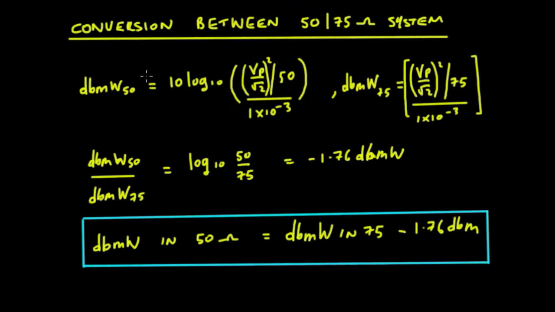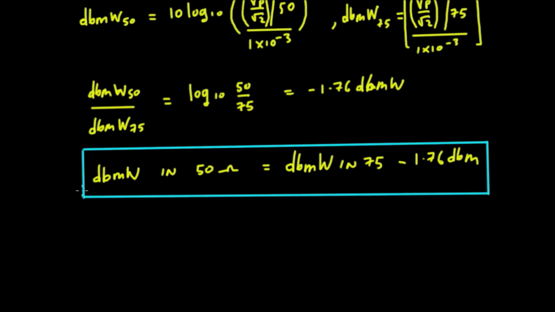So almost finished here now, and we can have a wee talk about this once we've finished it and the usefulness of it all. So the conversion between a 50 ohm and a 75 ohm system: dB milliwatts into 50 ohms is going to be given by this equation, and dB milliwatts into 75 ohms is given by this equation. If we divide both out, we get a value of minus 1.76. So to convert, dB milliwatts in a 50 ohm system is equal to dB milliwatts into the 75 ohm minus 1.76. So there's a difference of 1.76 between the 50 and the 75 ohm systems.